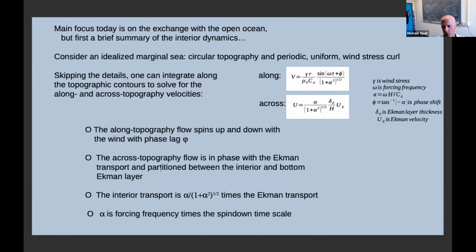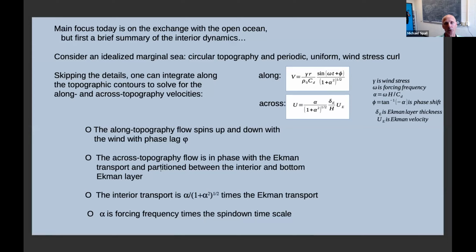Okay, so most of what I'm going to talk about has to do with the exchange through the straits. But before I do that, I want to give a very brief summary of what's going on in the interior. So if we consider a very idealized marginal sea, circular topography, periodic uniform wind stress curl in the interior, we can solve those integrated momentum equations, again, the linear form. You can get an expression for the along topography velocity.